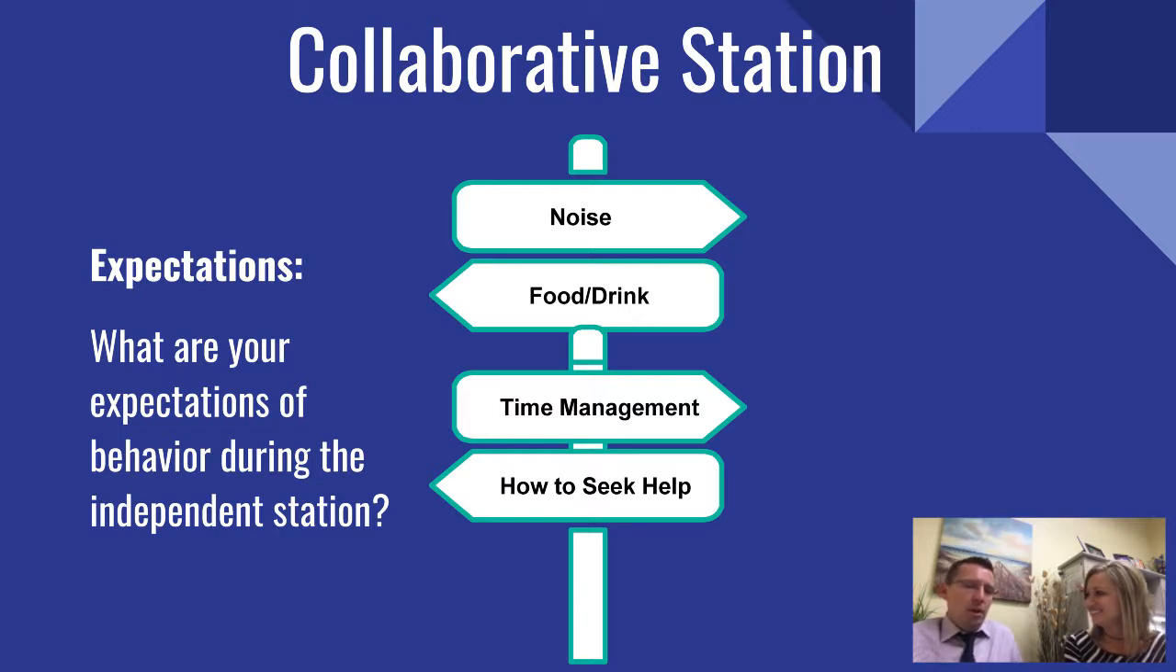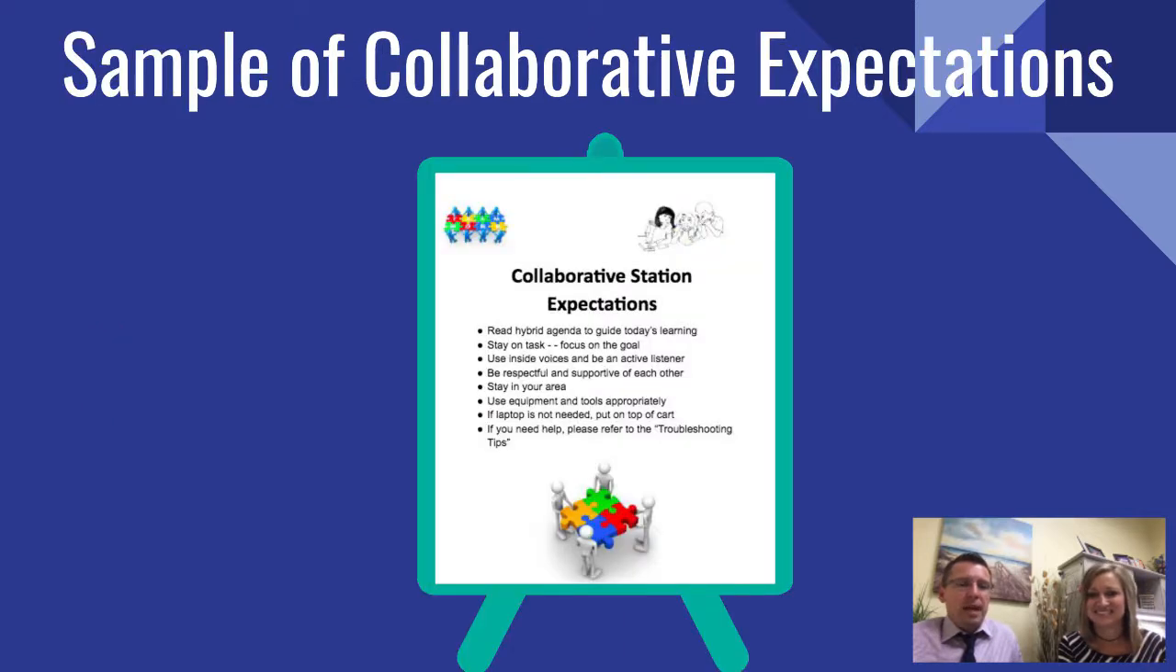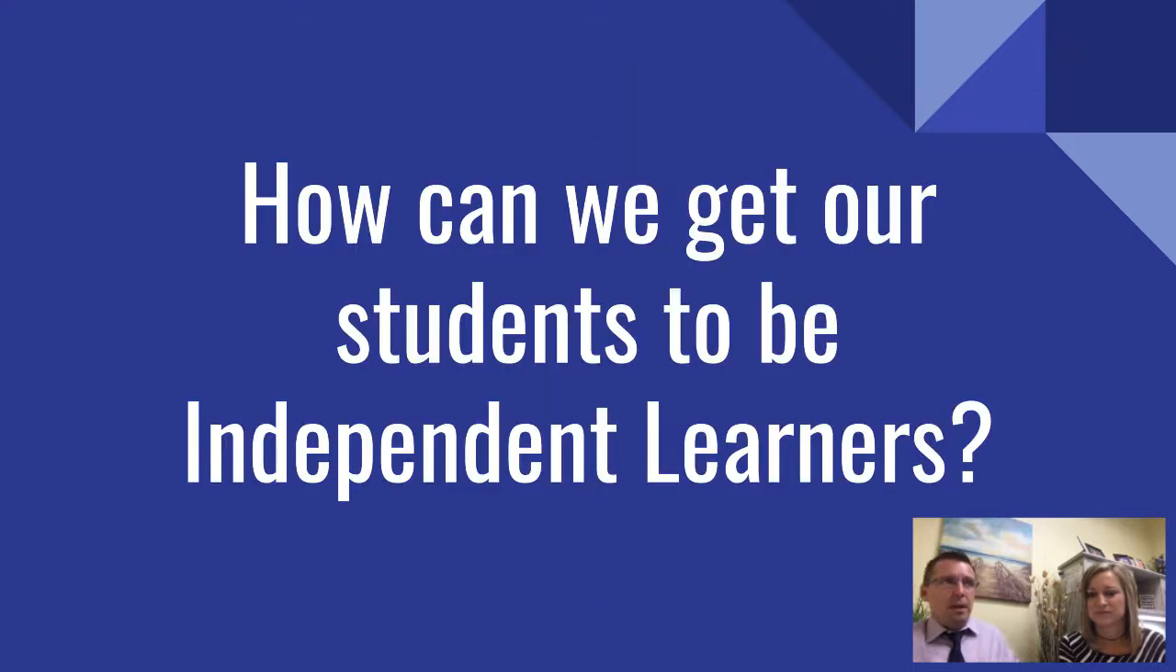So what really is going to be your expectation of their behavior during independent and during collaborative work? This is an example of the poster that would be hanging somewhere near the collaborative station. There are many other examples that we have for you, because the real goal here is to help our students become more independent learners. And we've seen that through implementing rotational learning, there are all these other soft skills that we didn't even realize in the very beginning were happening.